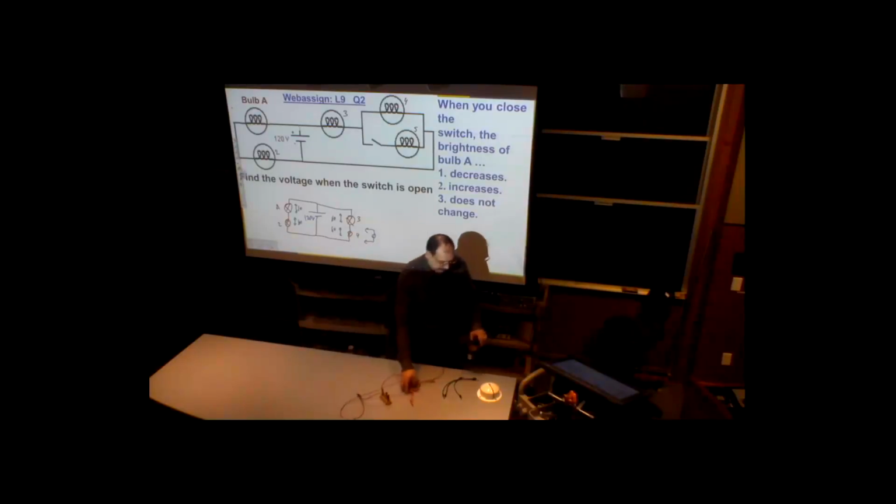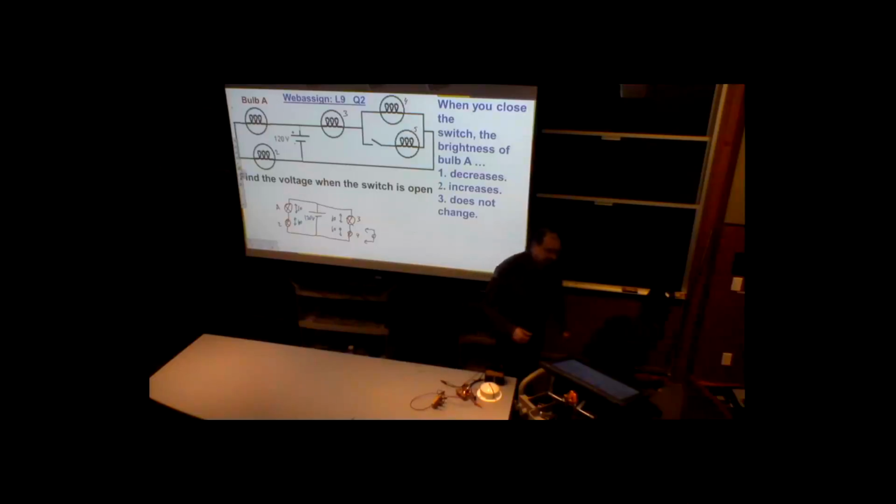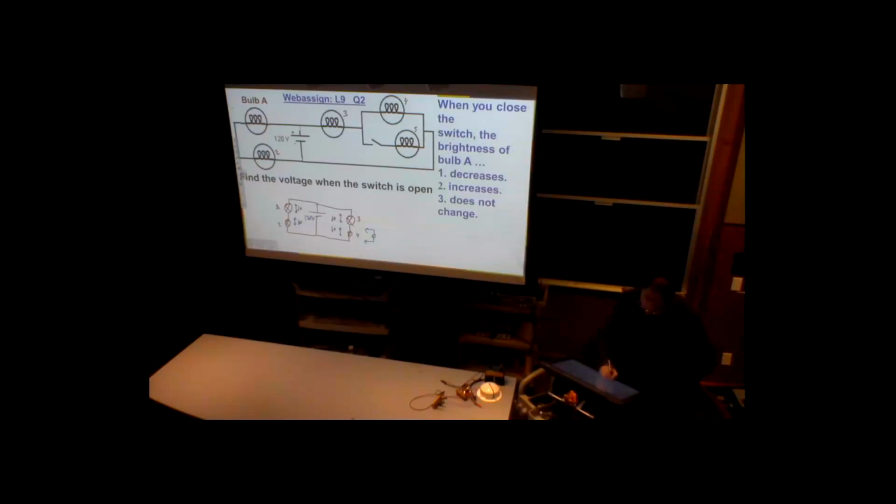Because of a simple reason. No matter what's happening on the right-hand side of the circuit, it doesn't have any effect on the left-hand side of the circuit. The battery provides the fixed amount of voltage across bulbs A and 2 together, and no matter what's happening here, no matter what's happening with the bulb 5, it doesn't affect bulb A.